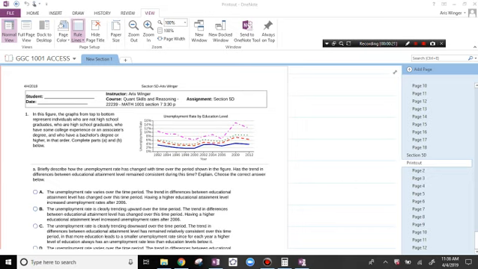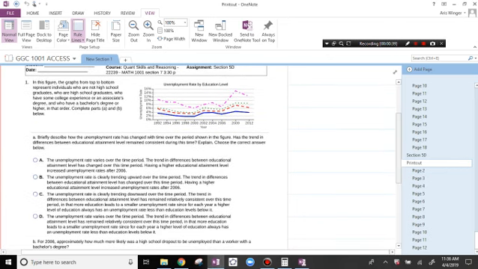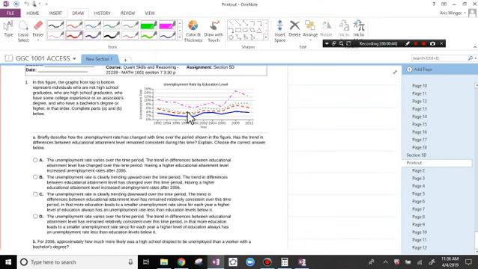In this figure, the graphs from top to bottom represent individuals who are not high school graduates, who are high school graduates, who have some college experience or an associate's degree, and who have bachelor's degrees or higher, in that order. So it goes in that order. Let's answer the question. Briefly describe how the unemployment rate has changed with time over the period shown in the figure. Has the trend and the differences between educational attainment level remained consistent during this time? Explain and choose the correct answer.